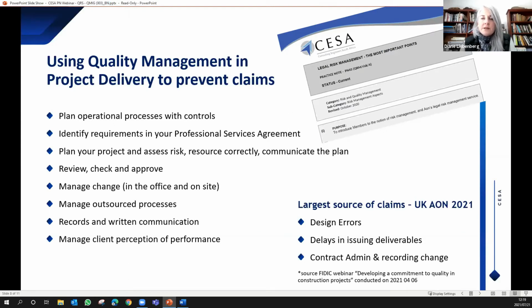Make sure that when you submit in your proposal or your tender that you've identified risks, you've identified competent resources, you've identified what industry standards you're going to use. So these agreements are really important in managing your project, and they should really be the starting point for when you set up your project plan. And that brings me to the third point, which is plan your project, assess risk, resource correctly, communicate the plan.